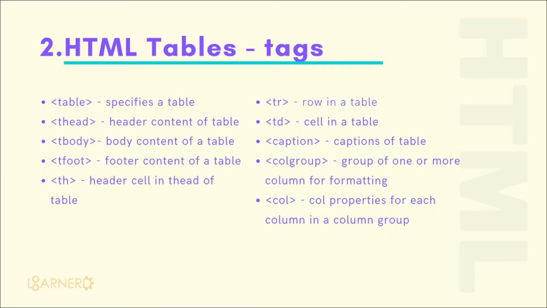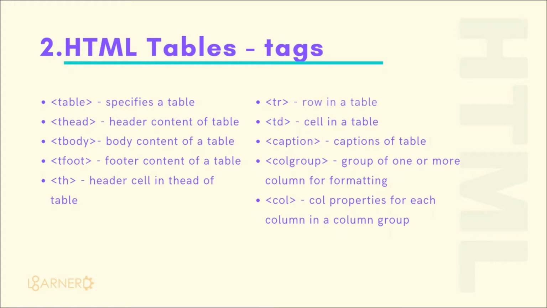There is another one, that is tr, to represent a row in a table. For the data of the cell, we have a td tag. For the caption, I have already discussed that a caption is used to provide a tooltip or a particular message to the user when we hover over the table.